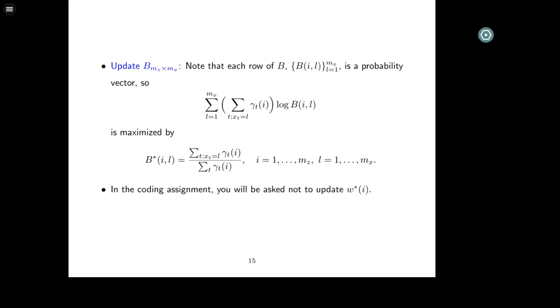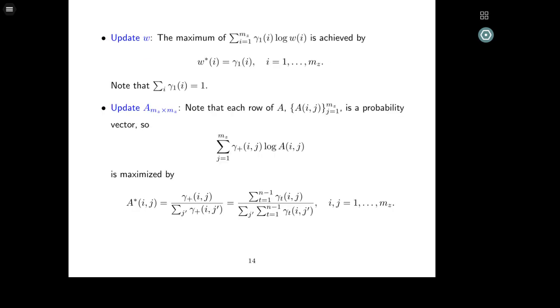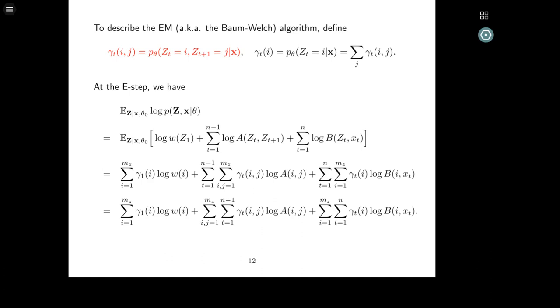So you finish the updating. Let's think about the flow of your EM algorithm. In your EM algorithm, you're going to start with some initial value of theta, calculate your gamma matrix, and then use the formula we showed on the later slides to update your W, A, and B, and then re-update your gamma calculation, update your W, A, and B, and continue doing this until convergence, right? So this is your EM algorithm.